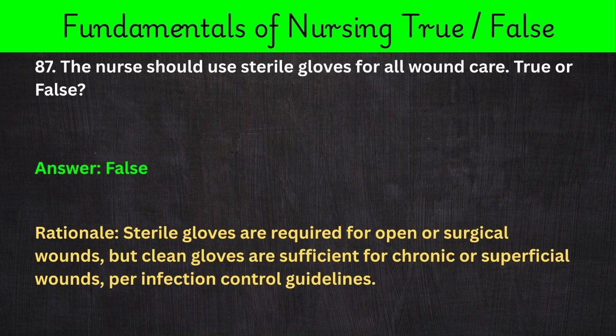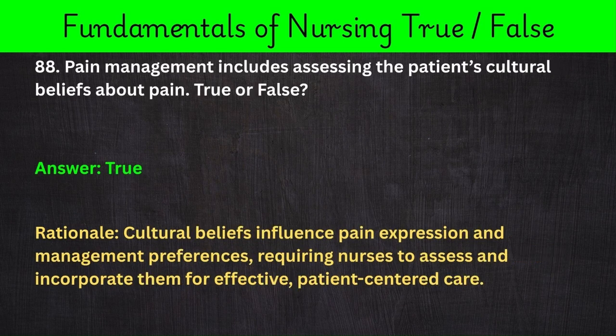87. The nurse should use sterile gloves for all wound care. True or false? Answer: false. Rationale: sterile gloves are required for open or surgical wounds, but clean gloves are sufficient for chronic or superficial wounds, per infection control guidelines.